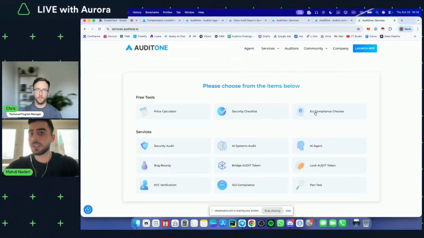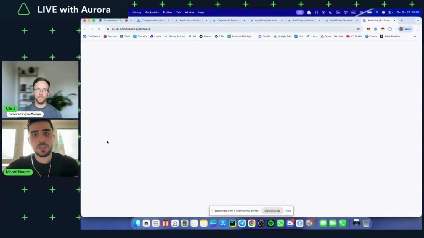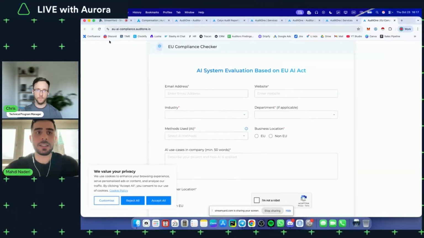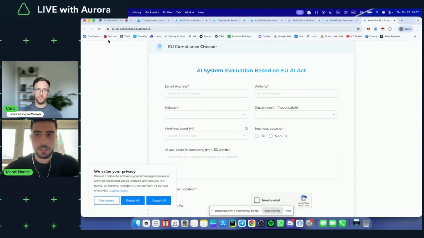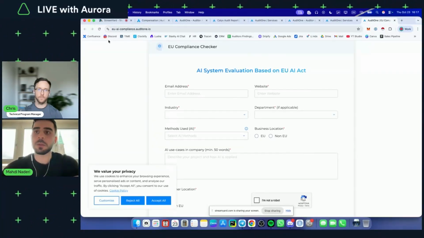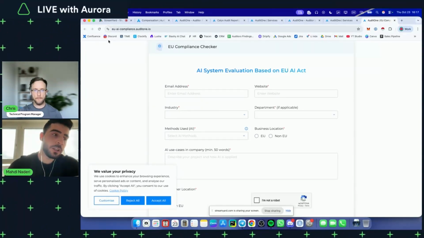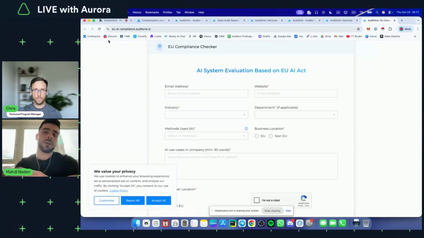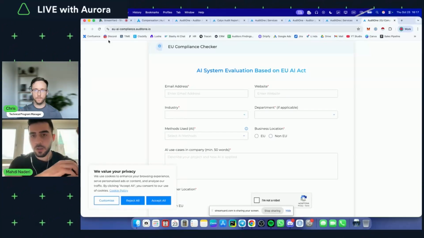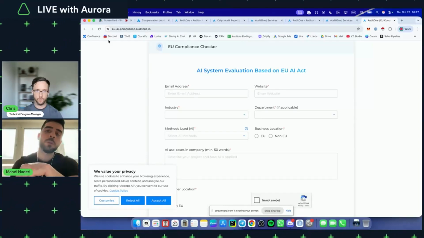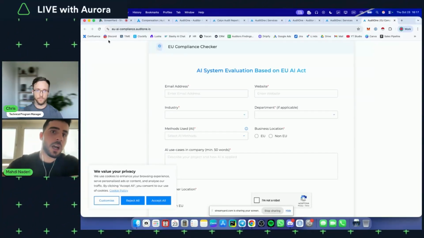So you can go to the EU compliance checker, and it has a couple of steps as you go through it, but at the end, you understand whether the AI system you have is compliant based on the EU AI Act or not. So we do some things on the security side of AI, auditing, compliance, etc., trying to make sure everything stays fit. But also we have AI tools.